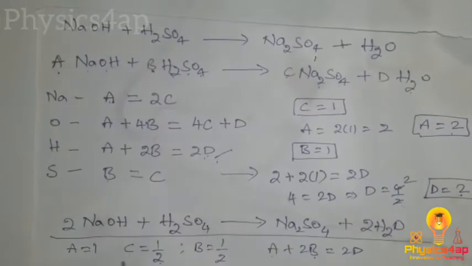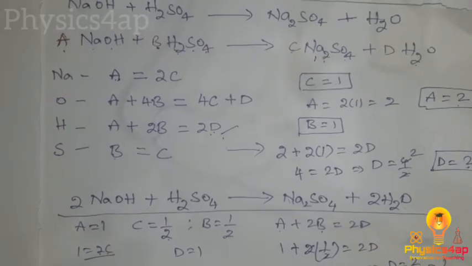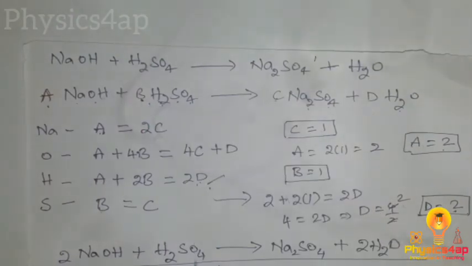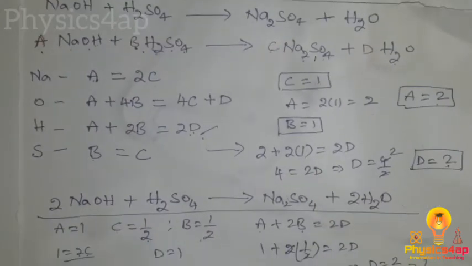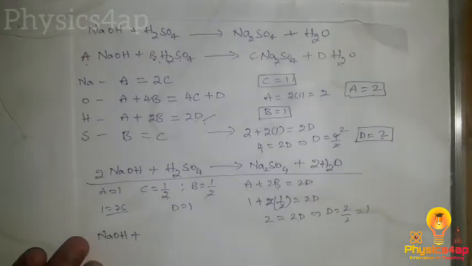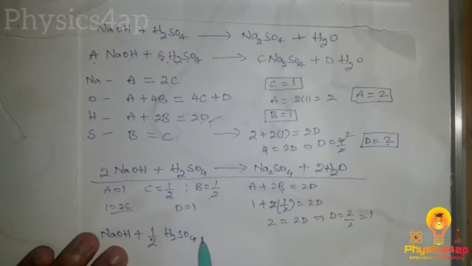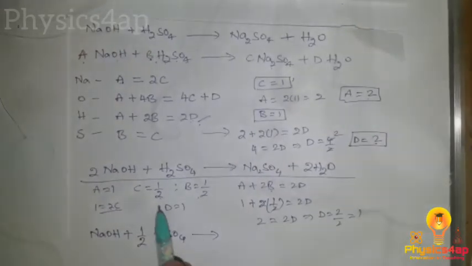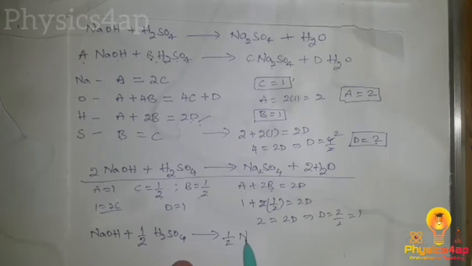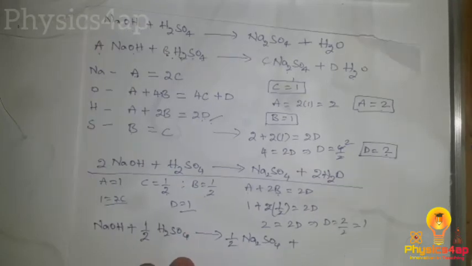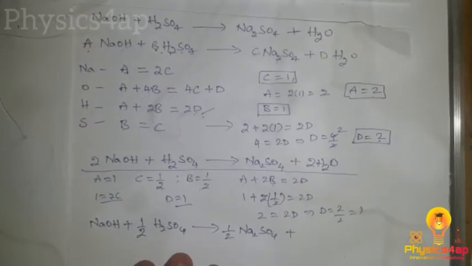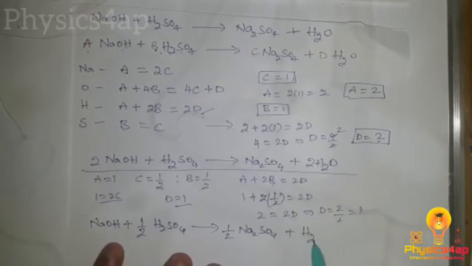Now substitute these values in the equation which we have here. So A, as we have 1, NaOH plus B value. B value we have taken as 1 by 2, so we write 1 by 2 H2SO4 gives rise to C value. C value we have 1 by 2, so 1 by 2 Na2SO4 plus D value, we got D value as 1 here, so D as 1, H2O.